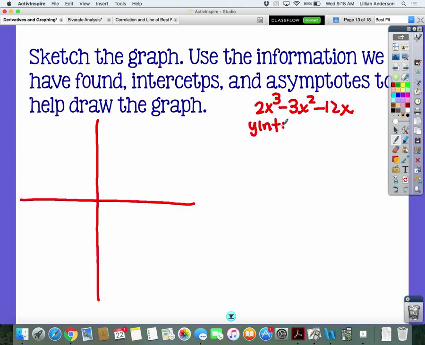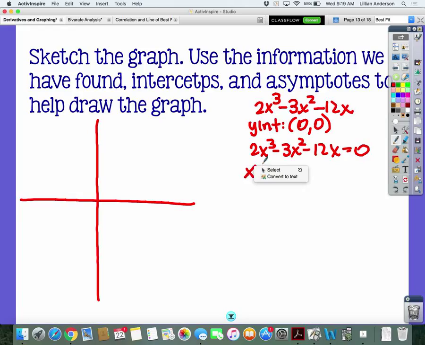What is our y-intercept? What is it? It's 0, 0, right? Because for the y-intercept, you plug 0 in for x and you solve. What's my x-intercept? You guys told me before we have to take this and set it equal to 0. Anything in common? An x. So if I factor out an x, that leaves me with a 2x squared minus 3x minus 12.